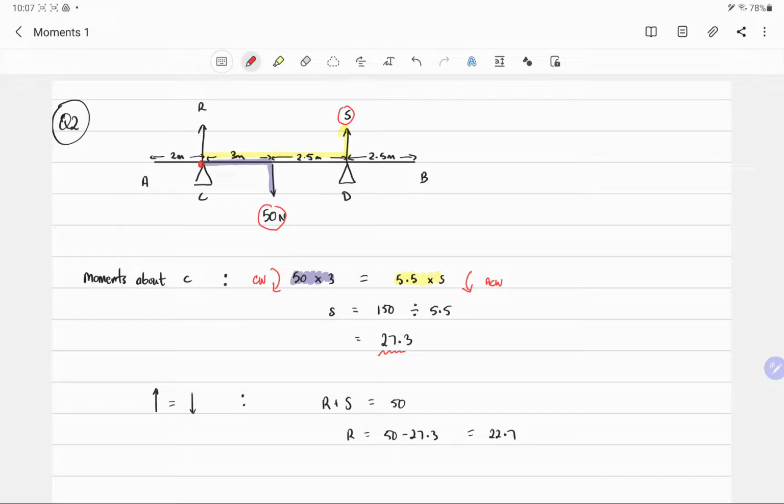The upwards forces are R and S. So R plus S has to be equal to 50. So then subtract your value of S from 50 and you get 22.7. These are all newtons.